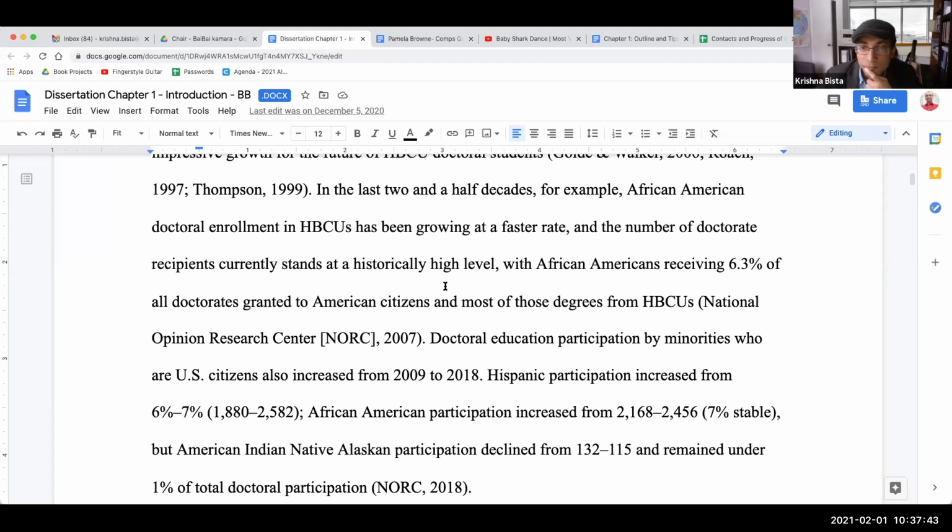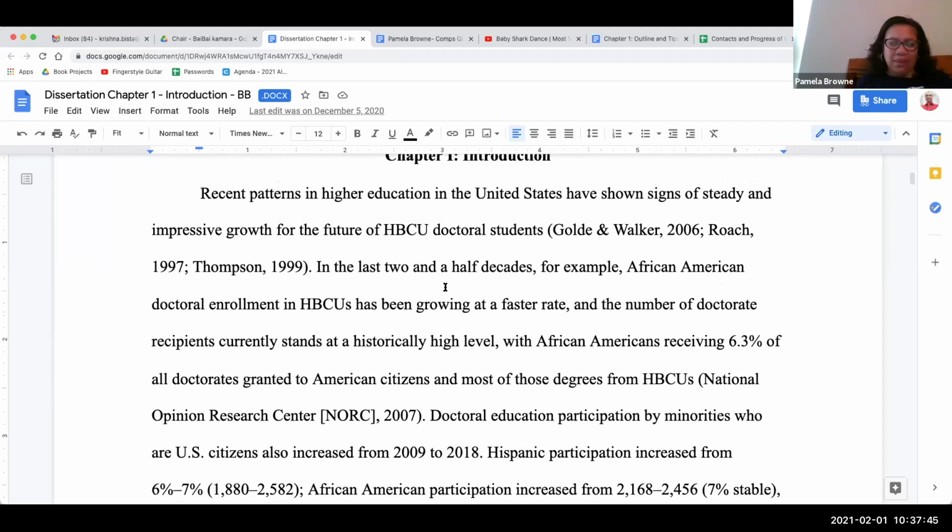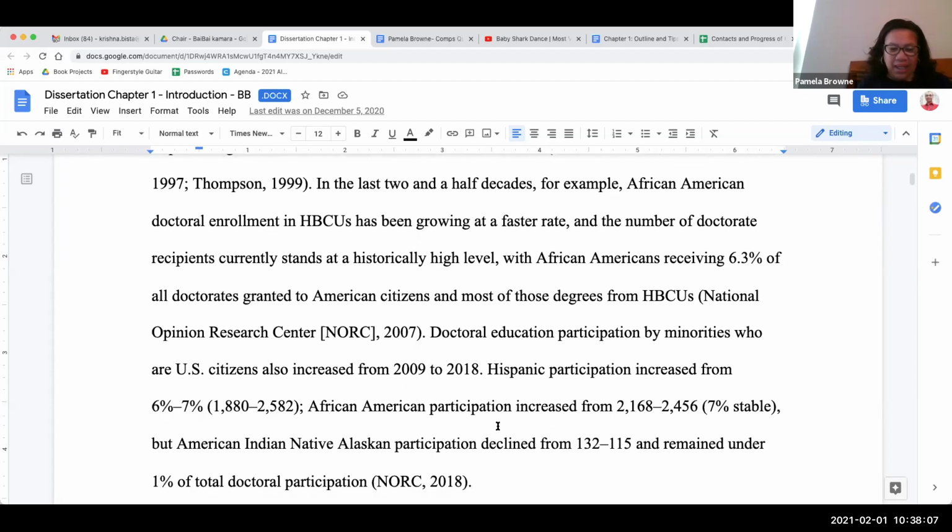I'm convinced, and he paints a good picture with the support of the data, looking at the patterns, and particularly for minority students. And I'm already interested in why, like that last sentence where he states that there's a decline among American Indian and Native Alaskan students.